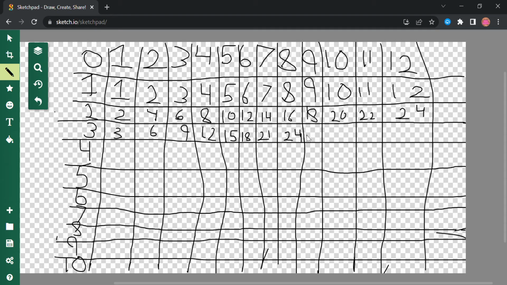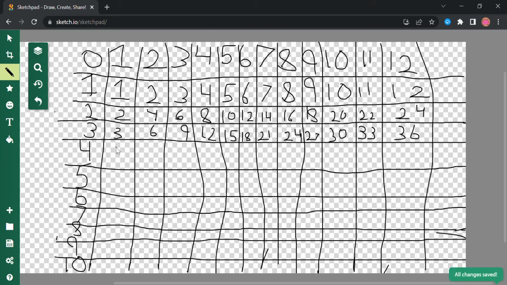3 times 9 is 27. I could always just check because I can go back. But 3 times 9 is 27. 3 times 10 is 30. 3 times 11 is 33. There's also a trick for 11s, which is very helpful. 3 times 12 is 36. I think I may have said it for 11s in a different video.